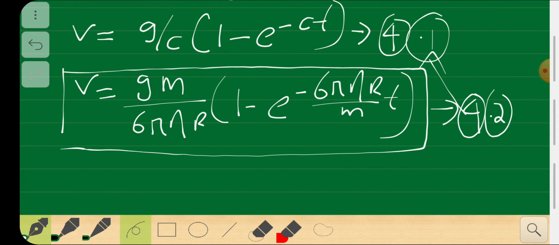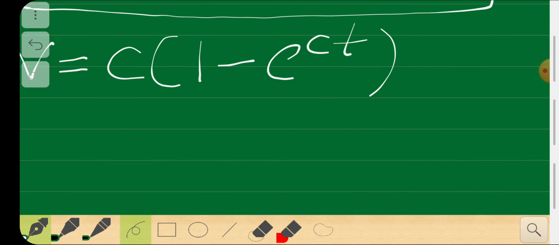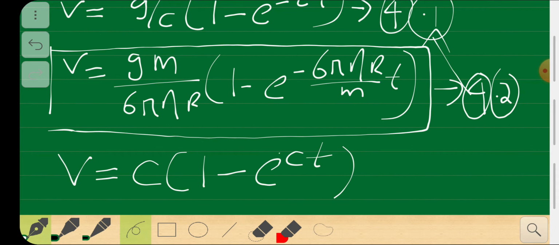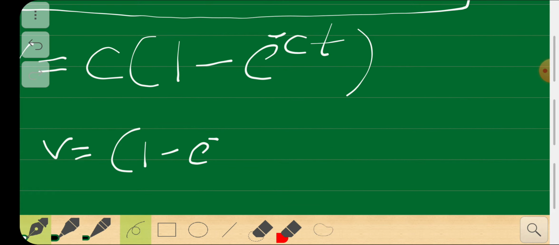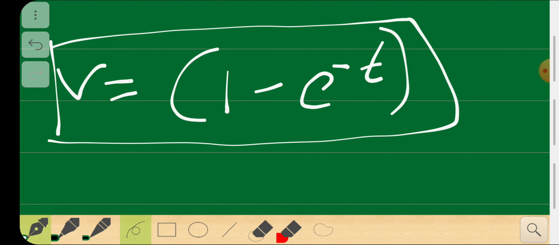If you look at this, V must be equal to some constant times 1 minus e raised to some constant times t. It is of the form V equals 1 minus e raised to minus t. It was a minus sign, that's very important. So this is the form of the equation. This is a decreasing exponential function, but it is increasing because there is a 1 minus e raised to minus t.